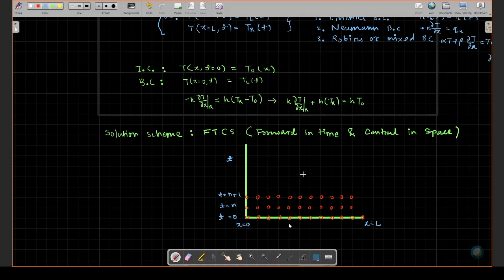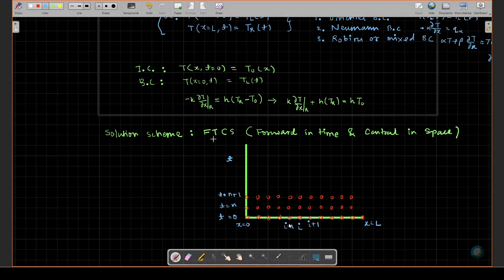So let me name some locations. Say this is the ith location. So the previous one will be the i minus 1th location. This will be the ith location, and this will be the i plus 1 location, right? And like that. So this is also i minus 1, i and i plus 1 at the nth level and n plus 1th level.